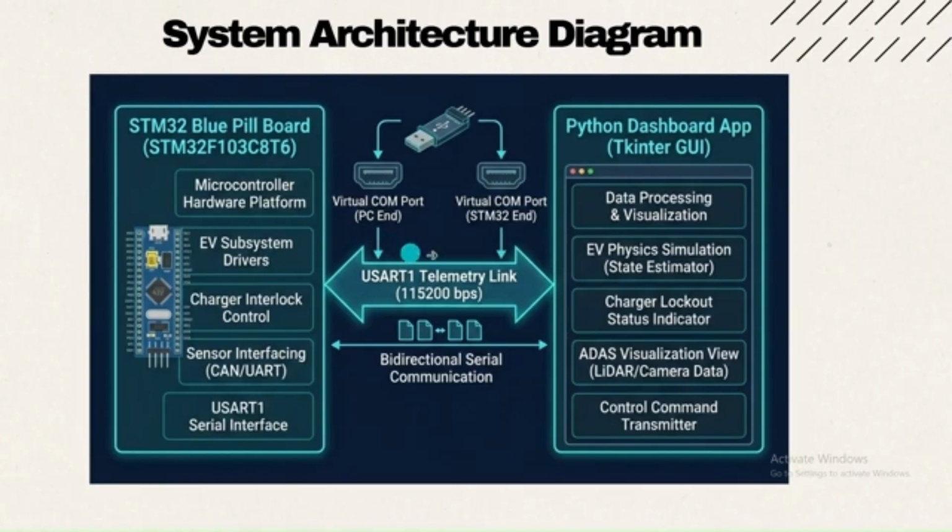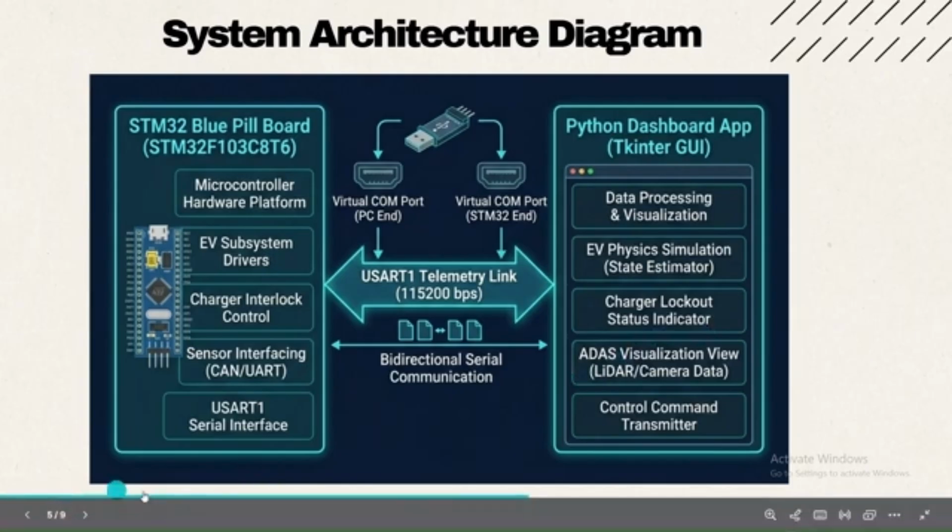And on the right side, you can see the Python dashboard. It runs a threaded serial reader to prevent GUI lag. Telemetry is processed by a physics engine which calculates speed and torque based on the throttle pressure, which is given by the user in this case. It monitors the battery charging and the regeneration state as well, and reads the indicator every 100 milliseconds.